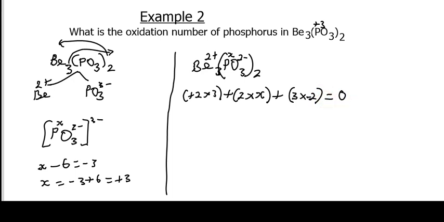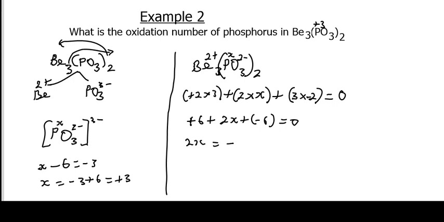So from here, plus 2 times 3 should give us plus 6, plus 2 times x should give us 2x, plus 3 times minus 2 should give us minus 6. Everything should equal 0. So from here, collecting like terms, it becomes 2x equals, if this crosses, minus 6 here.